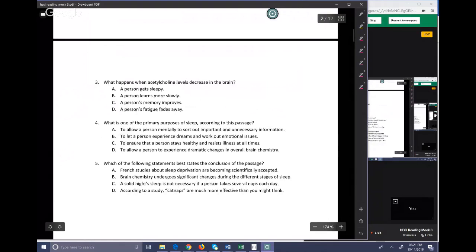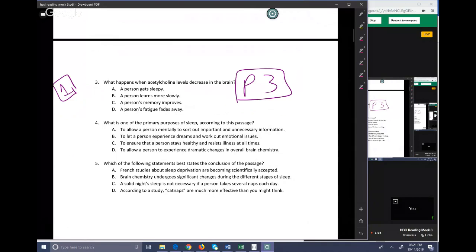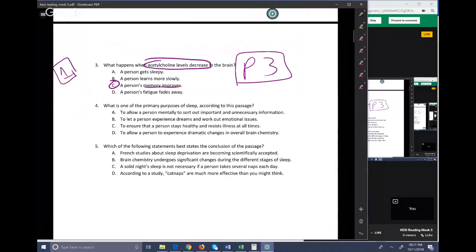Question 3, what happens when acetylcholine levels decrease in the brain? I'm also going to tag this as reading 1. This is a very passage specific question, so it doesn't fit a category. You having really broken everything down and knowing what was in paragraph 3 specifically would allow you to very easily say, oh, a person's memory improves. So they talked about acetylcholine, what happens when the levels go up or down, and they said memory is associated with lower levels or decreased levels.